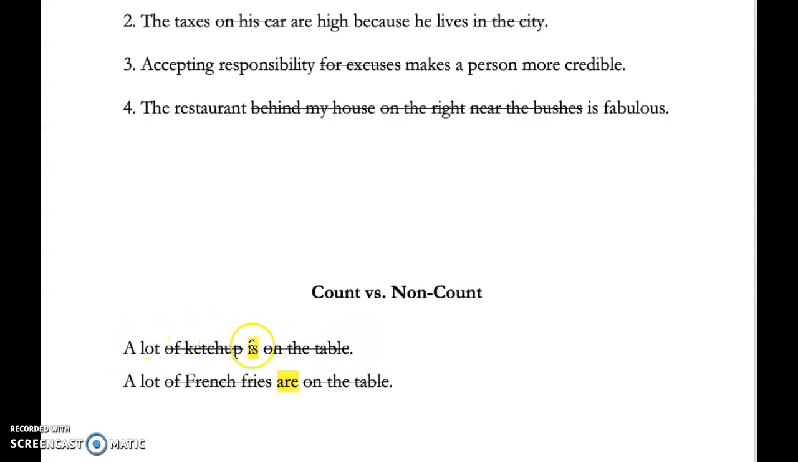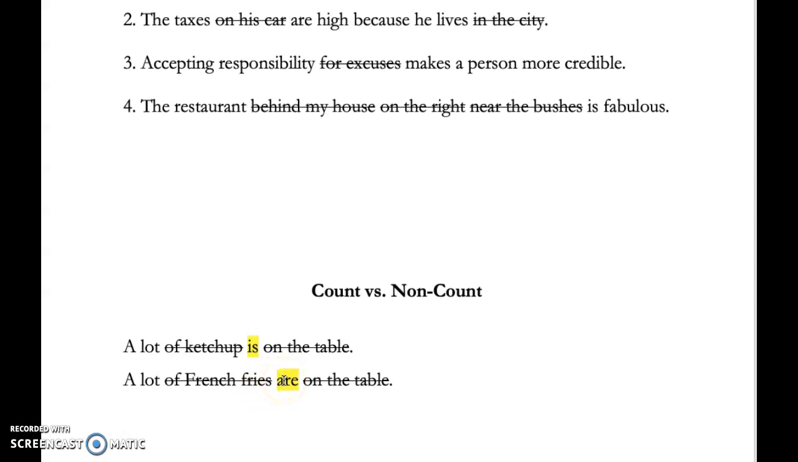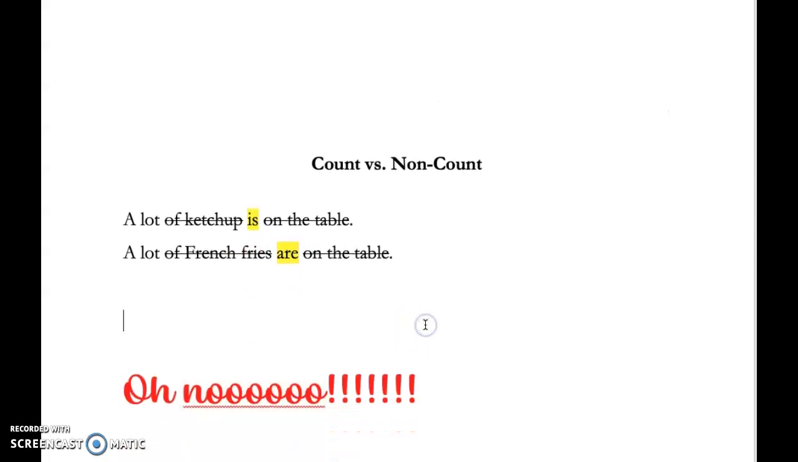A lot of ketchup is on the table, right? But what if I said a lot of French fries? It would be "are on the table." And that means that grammatically, a lot can be singular: a lot of ketchup is on the table. Or plural: a lot of French fries are on the table. And this is a grammatical emergency because a word cannot be both singular and plural at the same time.